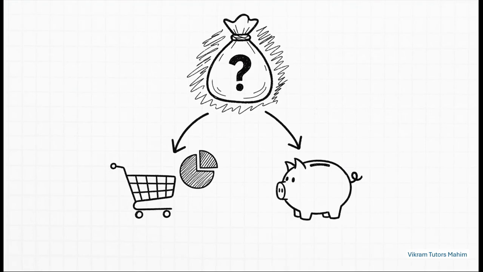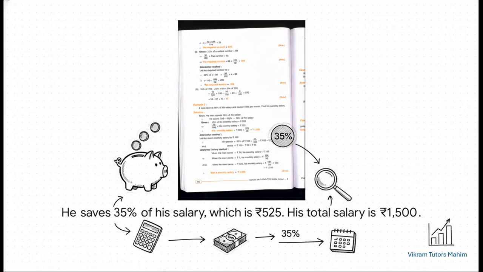Okay, here is a classic problem you might see. It's all about budgeting. So a man spends 65% of his salary each month, and he manages to save 525 rupees. The big question is, what's his total monthly salary? Now, the trick here is to first figure out what percentage he saves, right? If he spends 65%, then he must be saving the rest, which is 100 minus 65, or 35%.